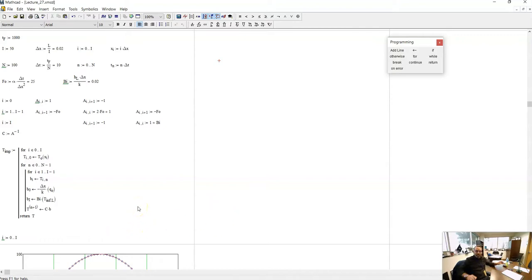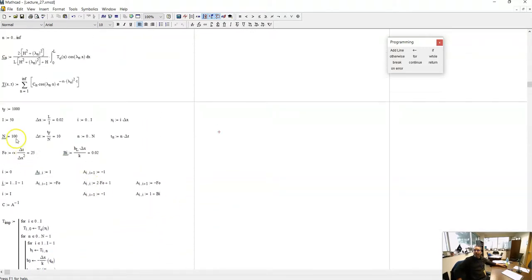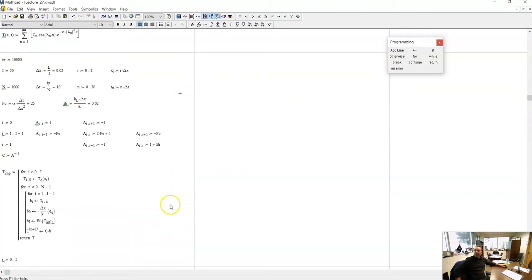Again, you can use it to approximate the solution of steady problems by just creating a fake time distribution and evolving it in time until the solution doesn't change anymore. In this case, let's make this 1,000 time steps. So we'll go to a final time of 10,000 seconds, and do 1,000 time steps.